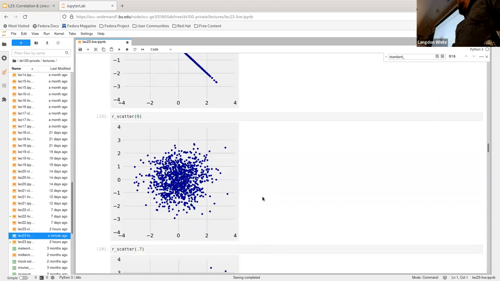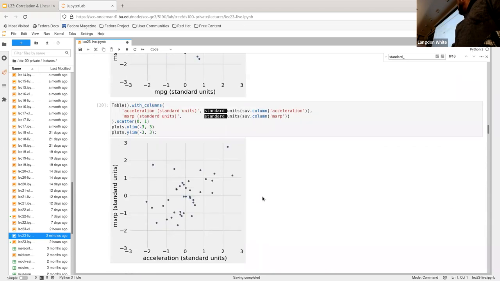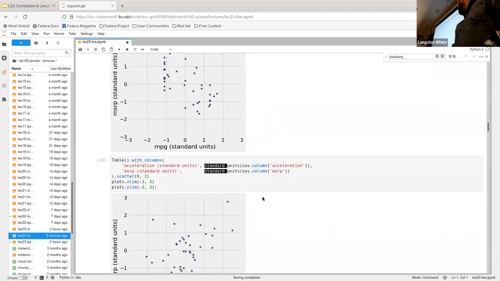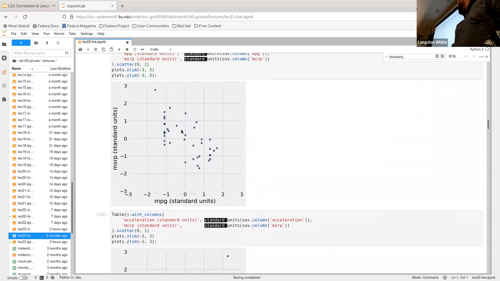So for that one, now we know we have a correlation coefficient, or R, of negative 0.66, sorry, which, if you go back to our graph way up here with miles per gallon, negative 0.66, okay, I can see that.